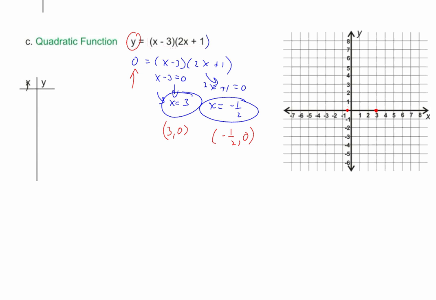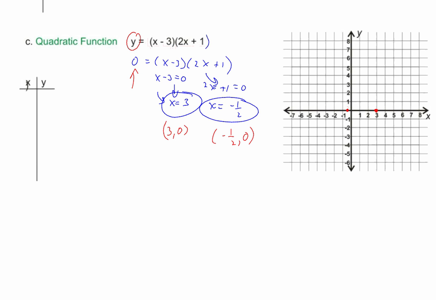Now, let's think for a second. Why do we call them zeros? What's the y value? 0. Y is the output. So what's the output of these points? 0. And that's why we call them zeros. X-intercepts are called zeros because the output, the y value, is always 0. All right, cool. 2 points.